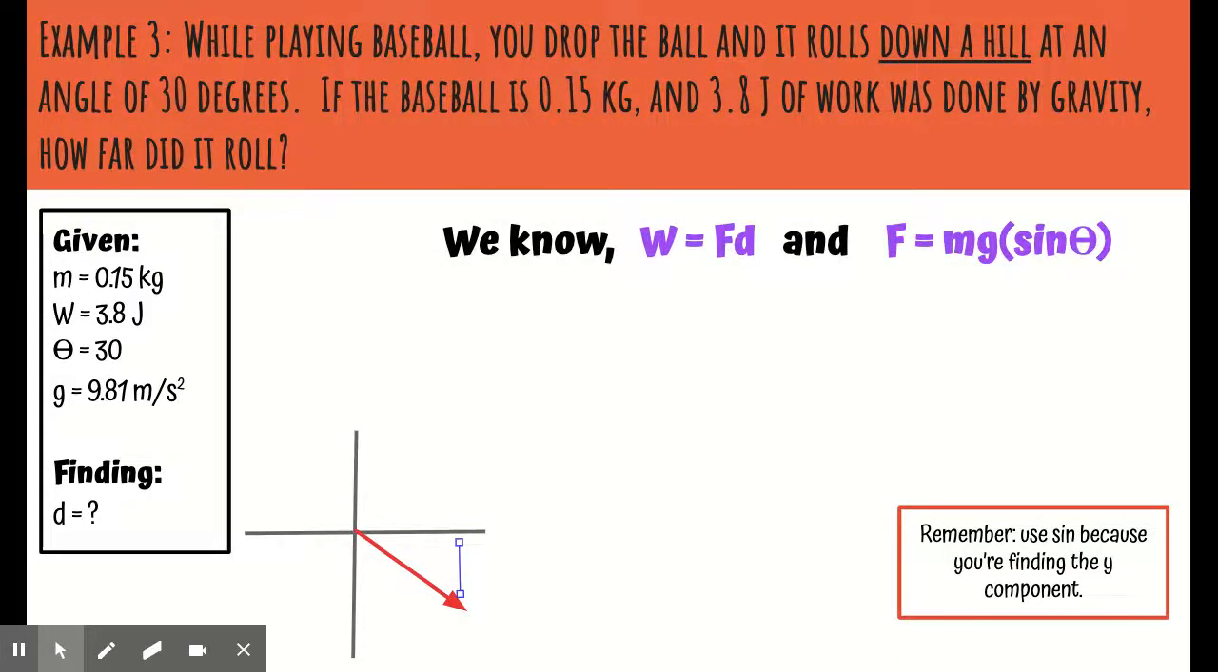So here we know that work is force times distance, and we also know that the net force can be equal to mass times gravity times sine theta. So here we've got sine in here because we're talking about it rolling down a hill.